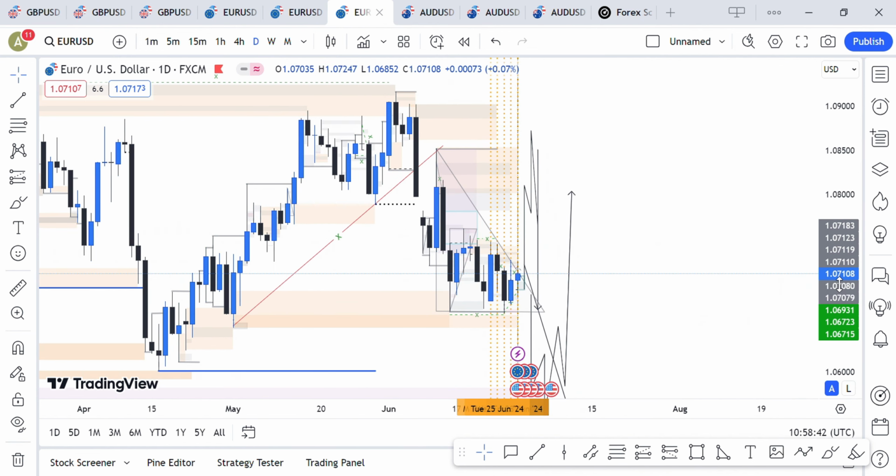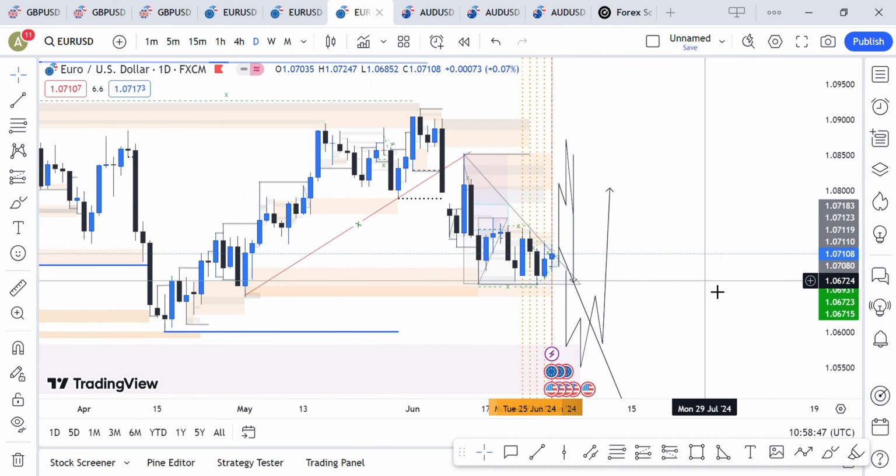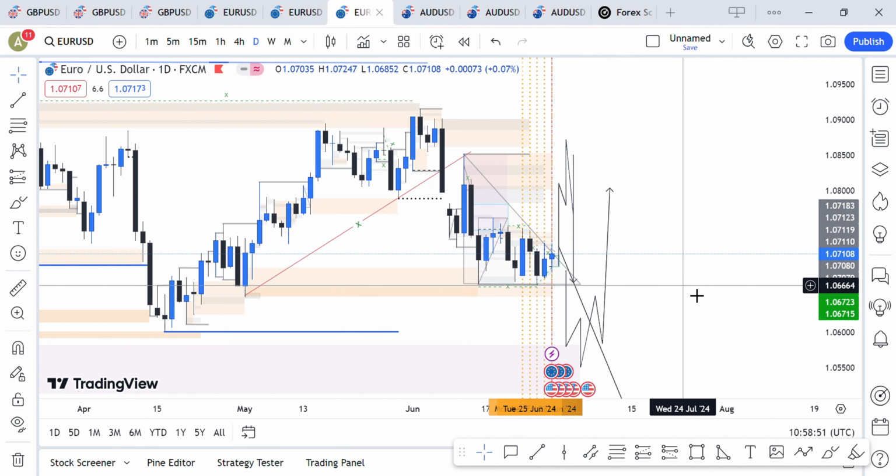I mean, we are really ranging in most of the pairs, especially the ones that I trade on, and most of the times, when you're ranging, it's really hard to look for trade opportunities. So let us also just wait and see how our next week will turn out to be.